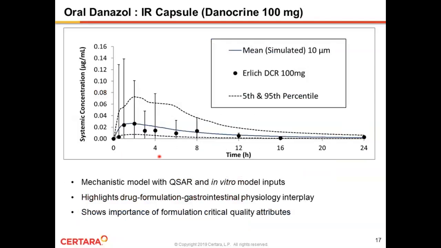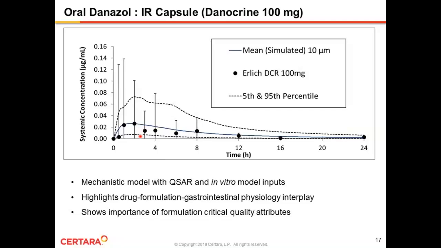So as you can see here, this is the first example where we were looking at a commercially available Danazol formulation, which is Danocrine 100 milligrams capsule, and the model was built using all QSAR data and in vitro data inputs. So basically, it was a completely bottom-up model, and it highlighted all the interaction between the drug formulation and the gastrointestinal physiology.